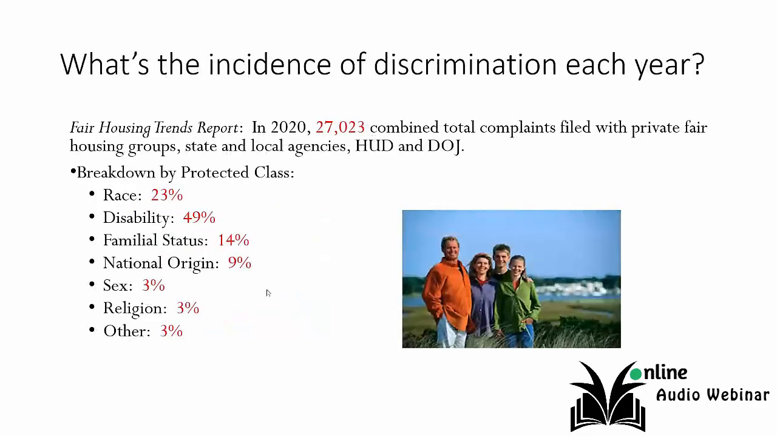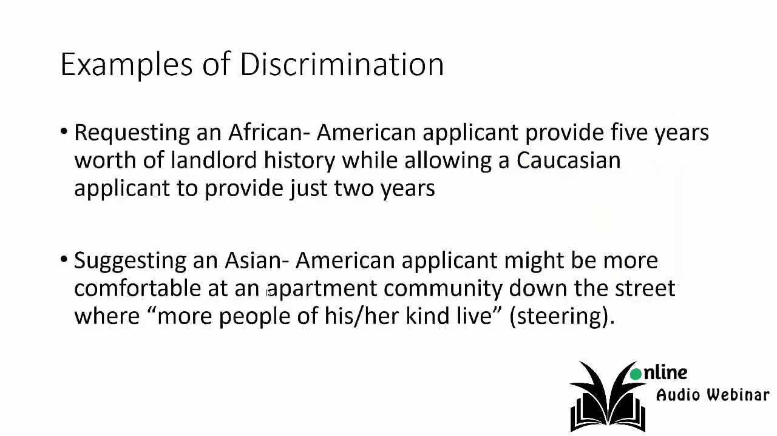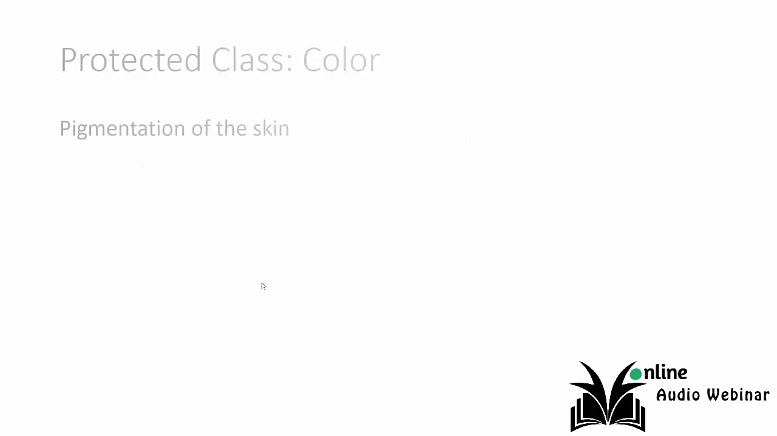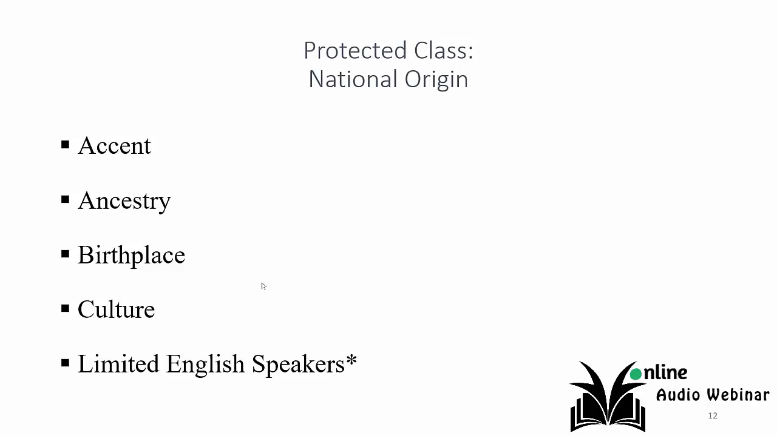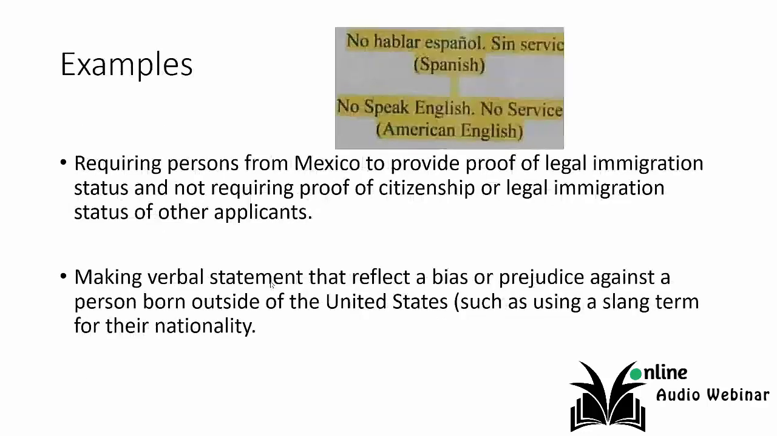Incidents of discrimination, basic protected classes, race is the first one, and in discrimination, race is the second highest protected class. The next one is color, things that are confused with race, but there's many shades of color within each race. The next one would be national origin, and this has to do with your ancestry or where you came from, your birthplace or your culture. There's also, you can get interpreters, examples of national origin.